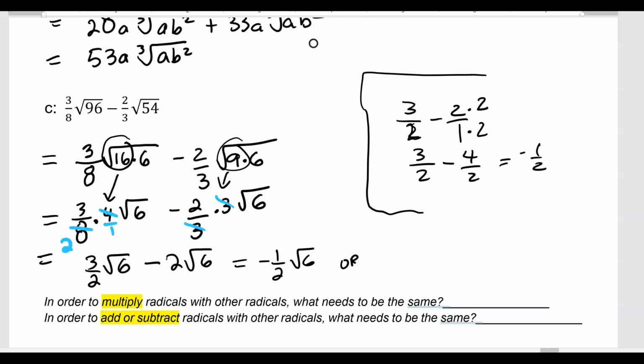This also is the same as writing negative radical 6 over 2. These are the same because this is negative 1 times radical 6, which is negative radical 6.